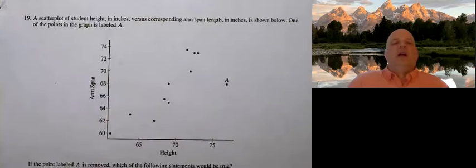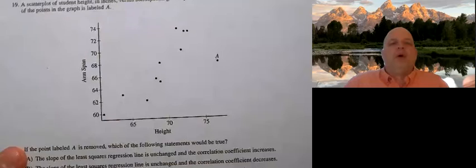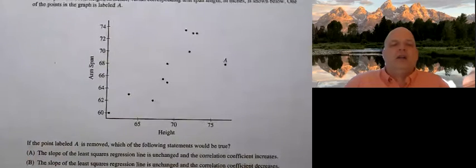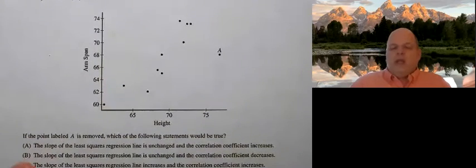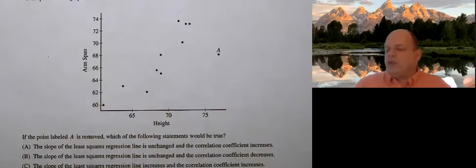A scatter plot of student heights in inches versus a corresponding arm span in inches is shown below. One of the points is labeled A, all right? And they say, if the point A is removed, which of the following statements would be true? And they start asking, the slope of the regression line is unchanged, the correlation increases.